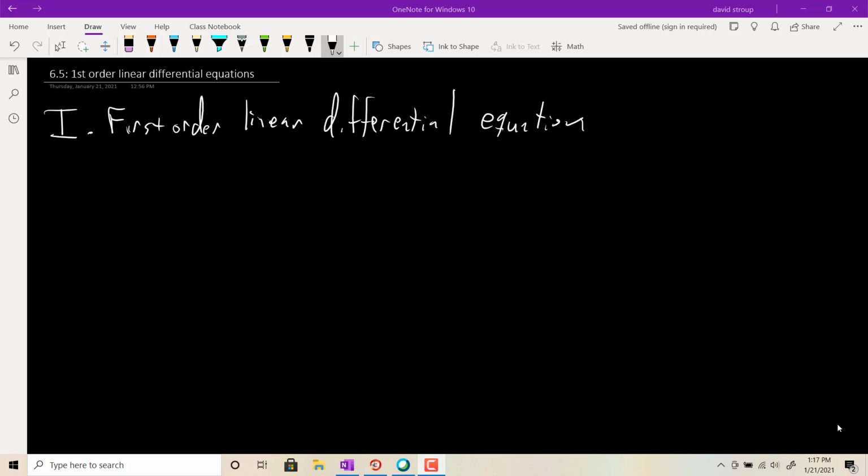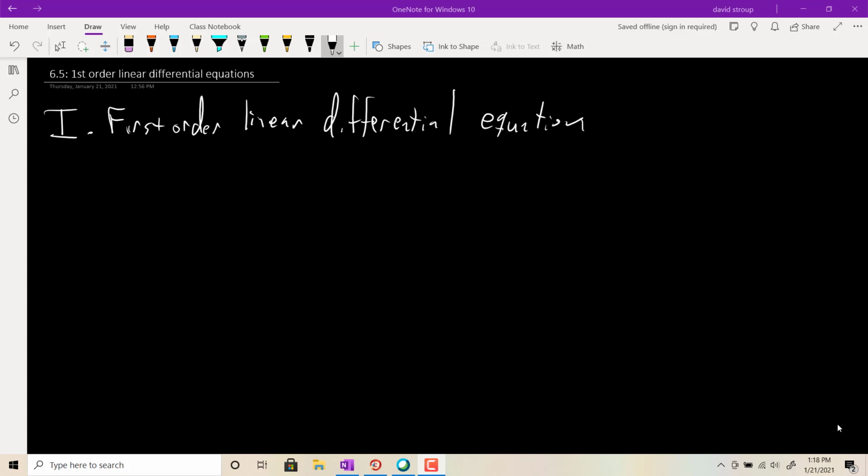Hey, welcome back. So now we're in 6.5, the last section I want to cover in the differential equations chapter. We're looking at a certain class of differential equations, the first order linear differential equations. They're first order because there's a first derivative in there, and that's the highest derivative. And then linear, I believe it means that the y component is not squared or cubed, or you don't have, like, the sine of y prime or anything like that.